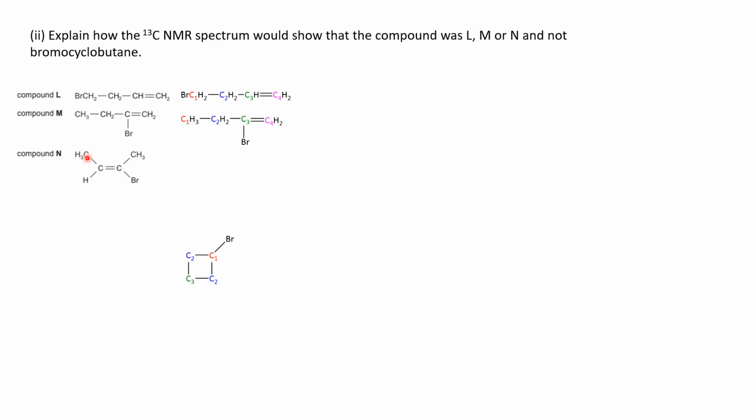Compound N, we've got a methyl, then a carbon in a double bond with a bromine, and a methyl on the carbon in a double bond with a bromine. So again, 4 different types of carbon. And you can see here for the bromocyclobutane, as I've immediately drawn it, you've got the carbon bonded to the bromine, you've got the 2 carbons bonded to that carbon, which are identical to each other, and then you've got a 3rd type of carbon bonded to those 2. So first giveaway would be that the carbon-13 spectrum for these 3 would have 4 peaks, and for this one would just have 3 peaks.